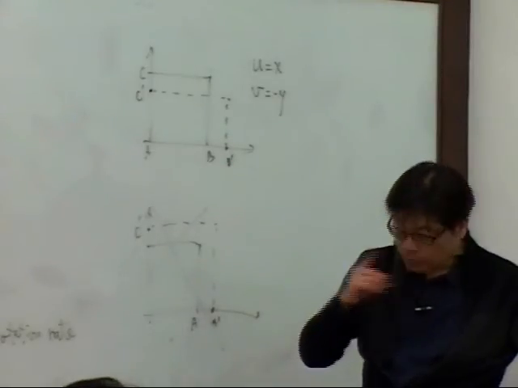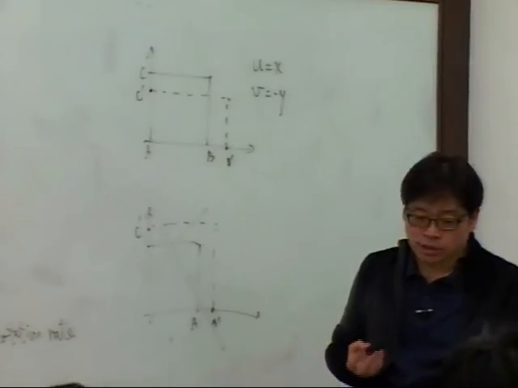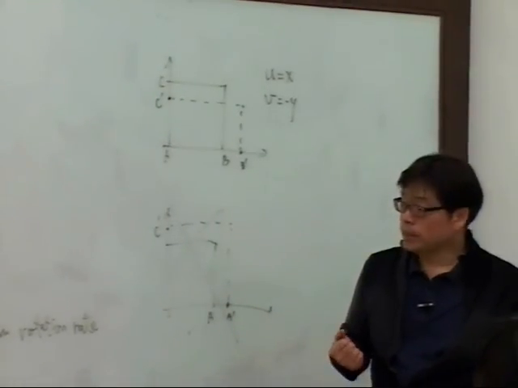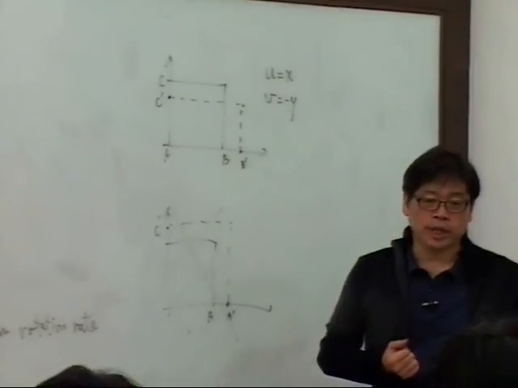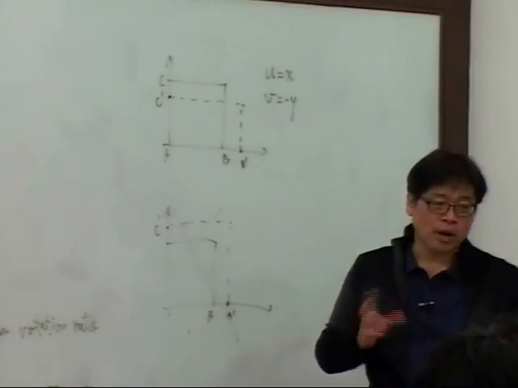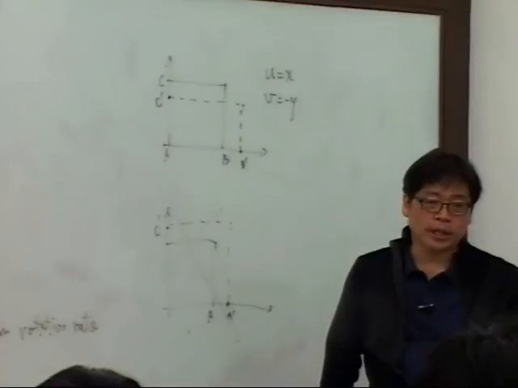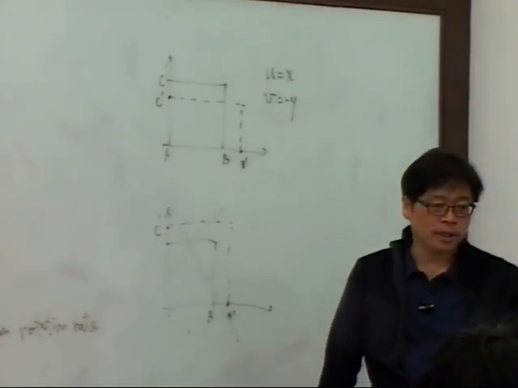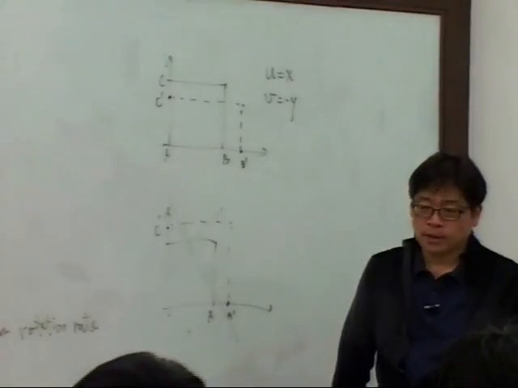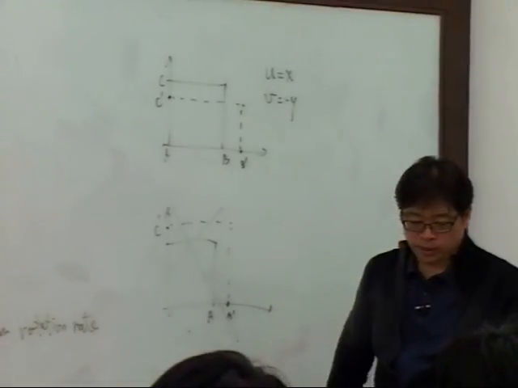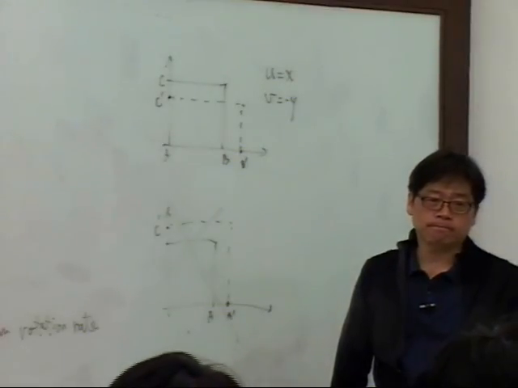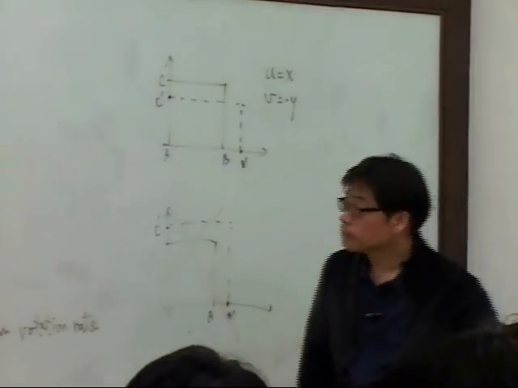So next time, I'll talk about the consequence of rotationality, and after that, we'll start to look at the flow around a body, bounded fluid first, and then we'll talk about flow around the body in the presence of a free surface later. Okay.